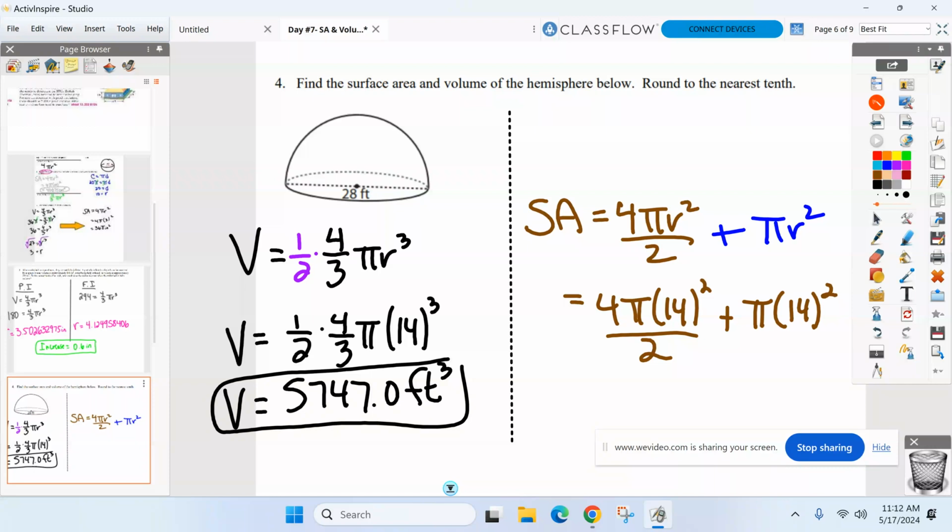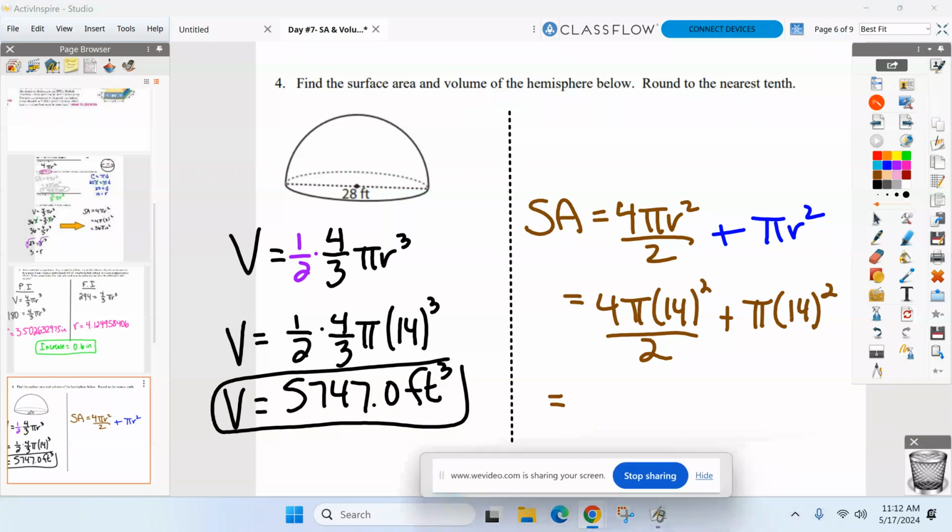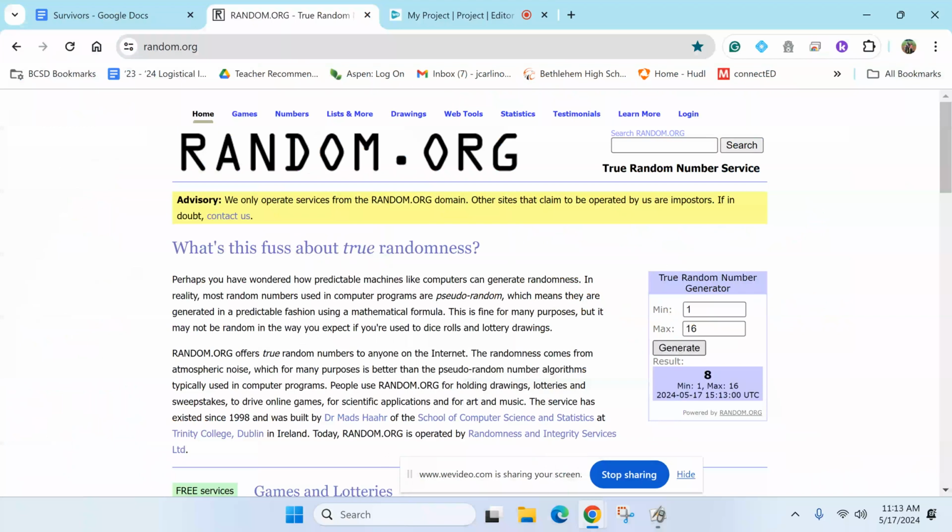It's a little bit more than just cut the thing in half. Volume, yes. Surface area, no. Type away. What do we get to the nearest tenth here? What do we get to the nearest tenth?